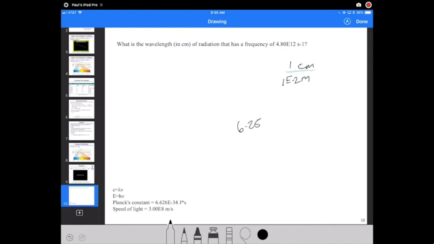6.25 e to the negative what? Anybody else get negative 3? Centimeters? Okay, that is the answer for that one.